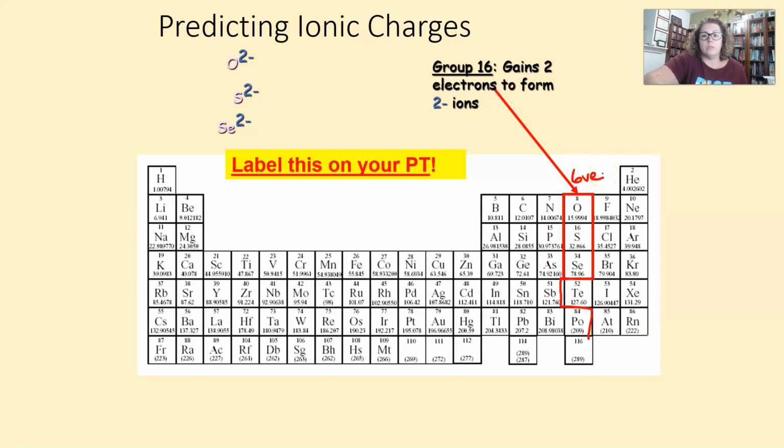And with these ones, because they gain only 2 to get to that octet rule, same thing with their names, they change the ending. So oxygen becomes oxide ion, and sulfur becomes sulfide, and selenium becomes selenide. I could even do tellurium too, telluride. Okay, I just didn't list it up here, but it could do that.